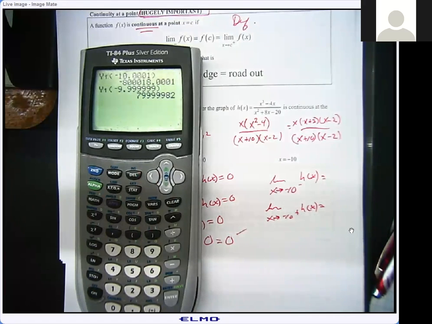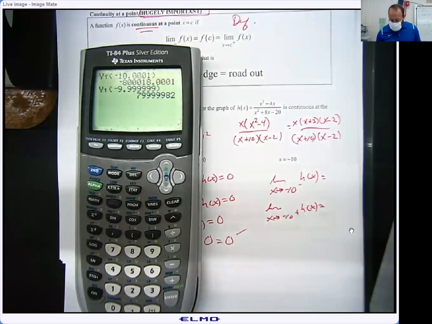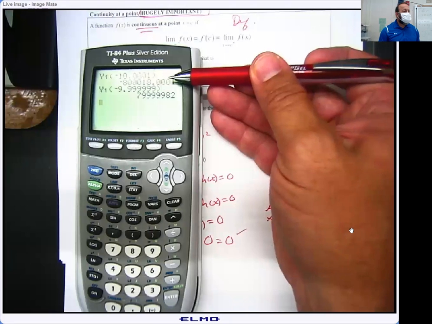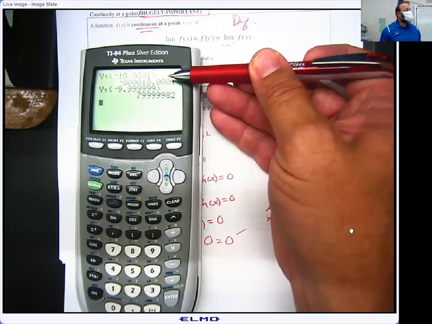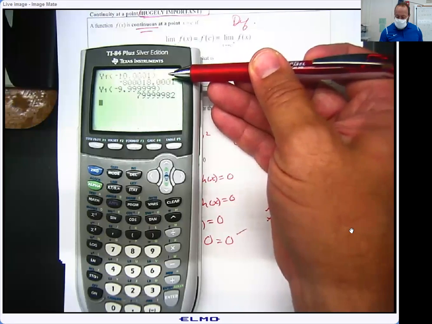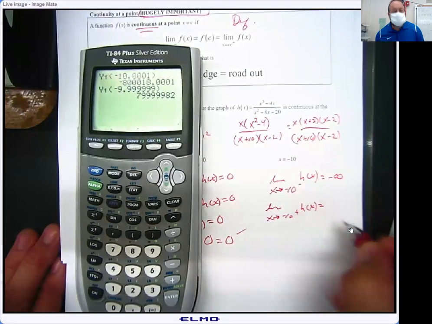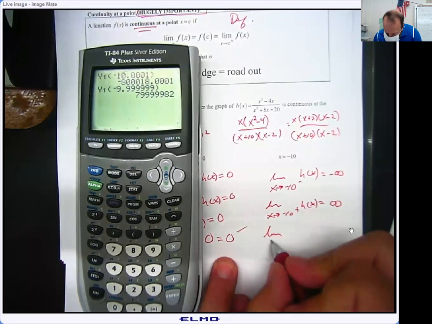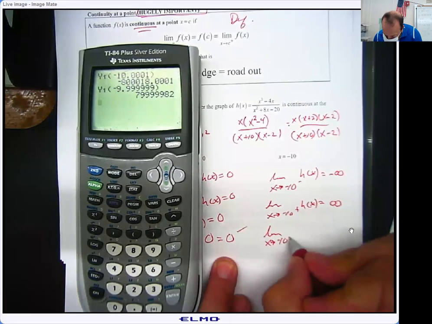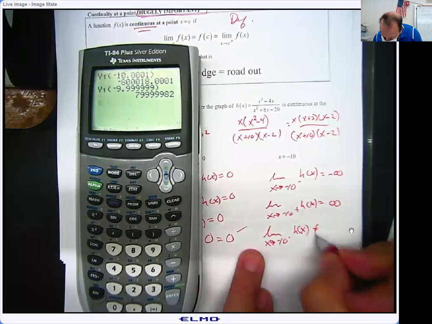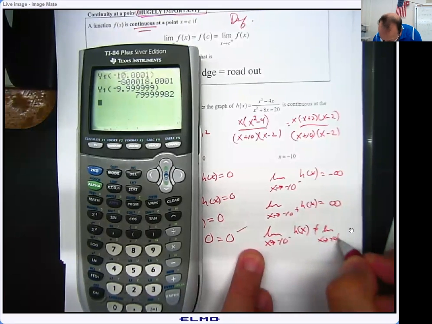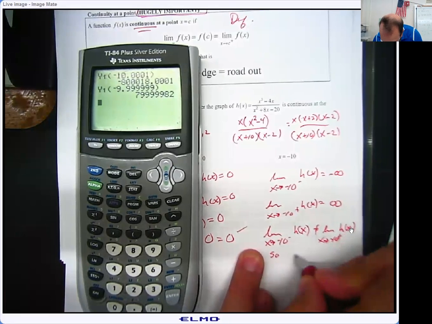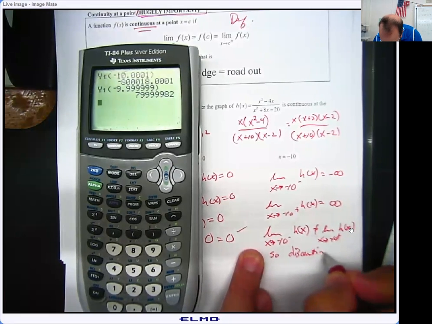Negative and positive infinity, respectively. Yeah, it looks like when I approached it from the left side of -10, I got a big number, right? What did we know from last year? What should this look like if I was actually looking at the graph? I've got sort of a vertical asymptote. So this particular one is going to -infinity, and this one is positive infinity. So what I could say is the limit as x goes to -10 from the left is not equal to the limit as x goes to -10 from the right, so discontinuous.